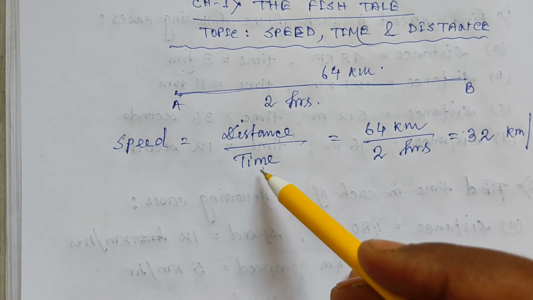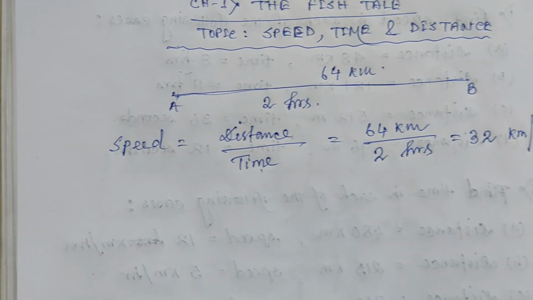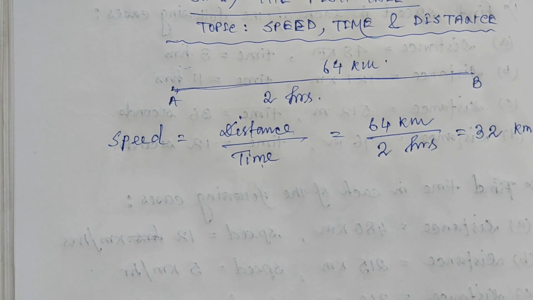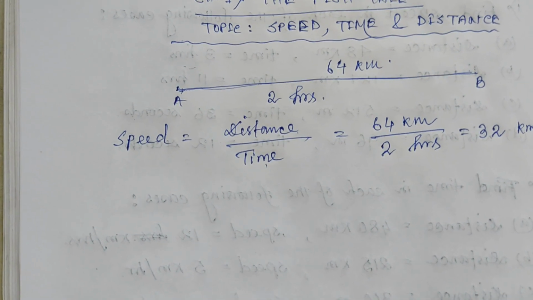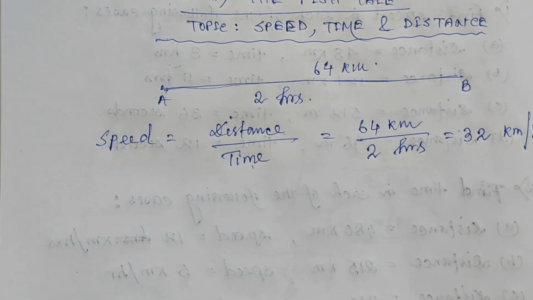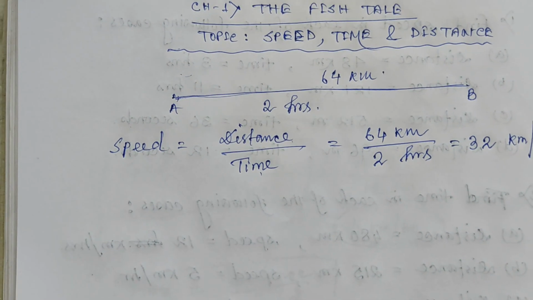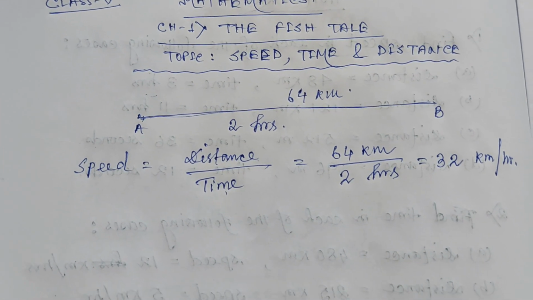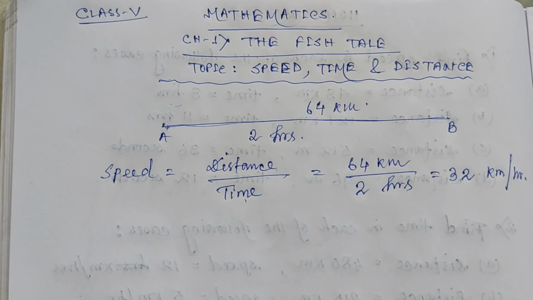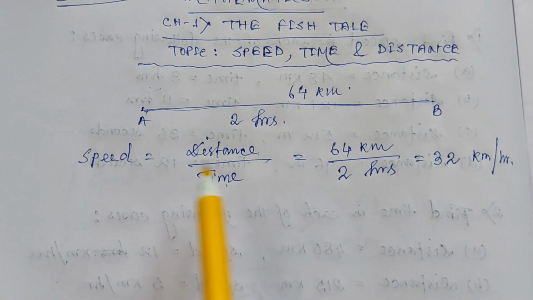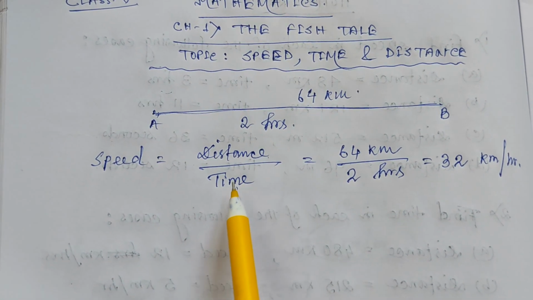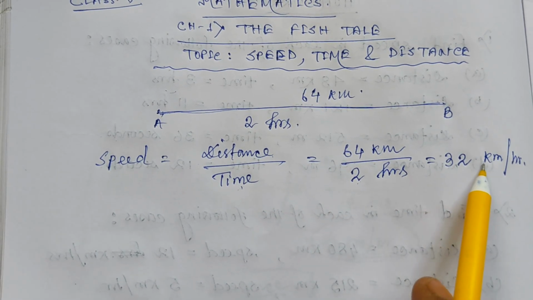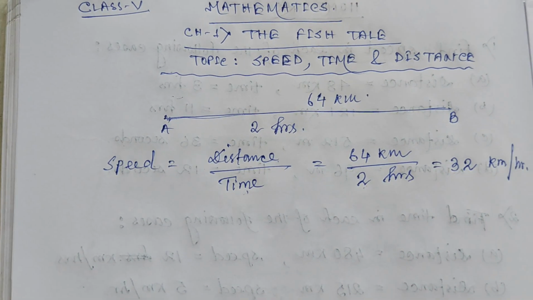That is the speed. So you can see this concept comes from science. Here you can see mathematics is integrated with science. So speed equals distance by time. So 64 by 2, that is 32 kilometer per hour.